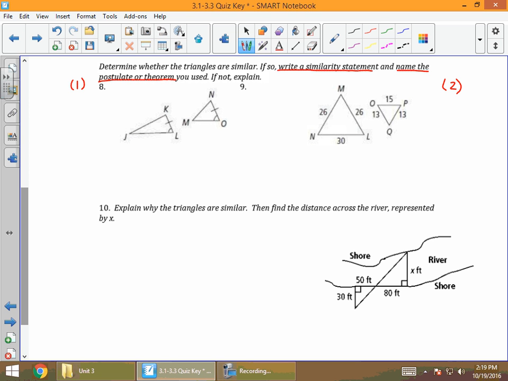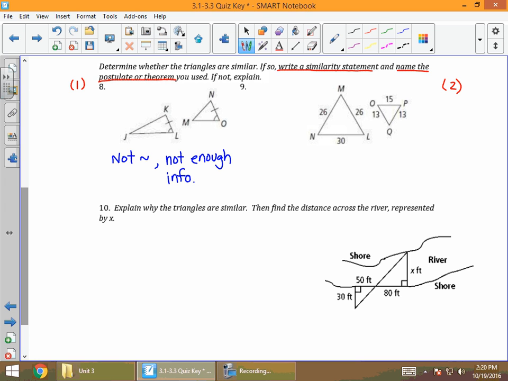So I'm going to say not similar. And the reason is not enough information. I need more information. I'm going to call those two things similar. I would need more information.